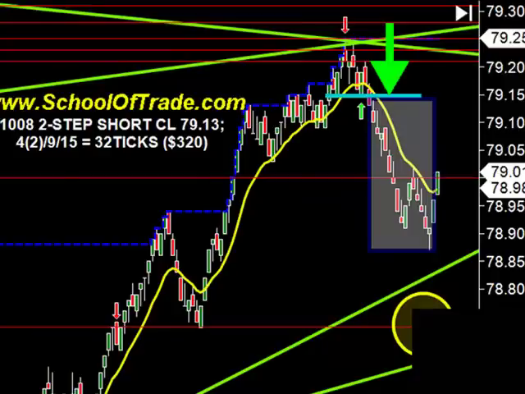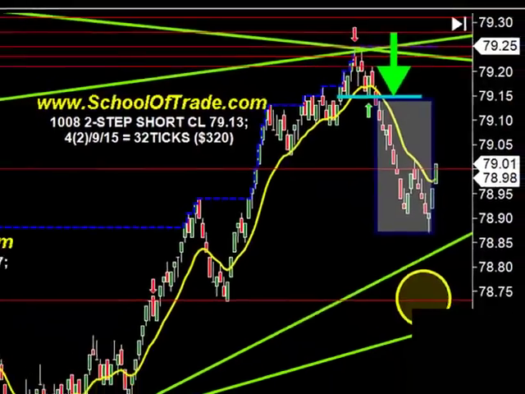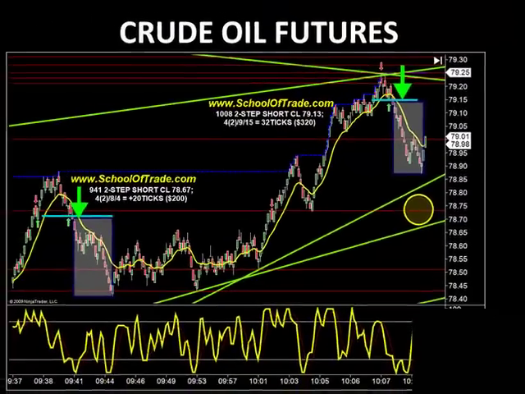We took 4, 9, and 15 out of this market, guys. 32 ticks here on this last trade. So 32 ticks plus your 20 ticks here. Guys, there you go. 52 ticks there between 20 minutes on the crude. And guys, we weren't done yet.